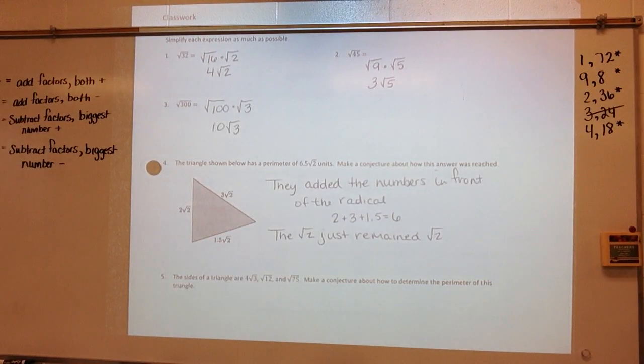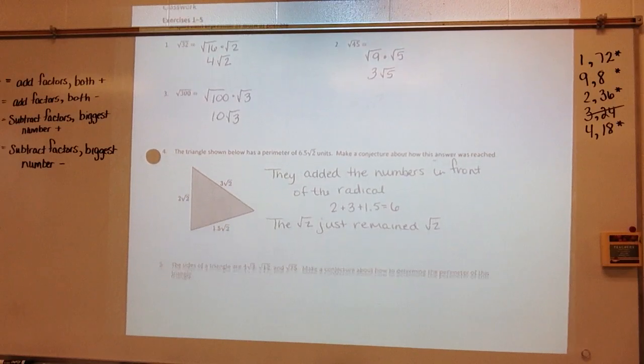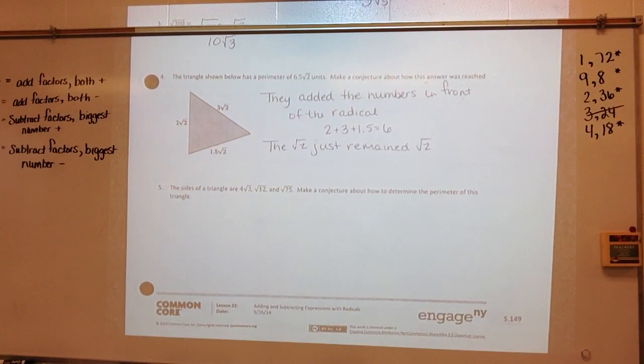All right. Number 5. The sides of the triangle are 4 square root of 3, square root of 12, and the square root of 75. Make a conjecture about how to determine the perimeter of this triangle. I would suggest that you do everything you can to try to rewrite. Hopefully you will see that the square root of 12 and the square root of 75 can be rewritten.